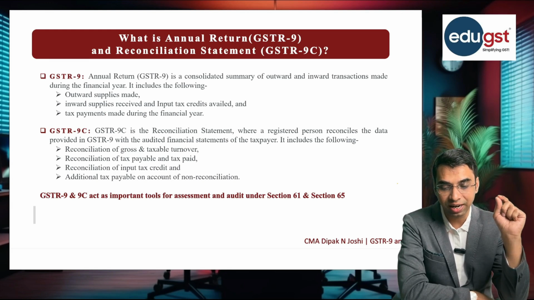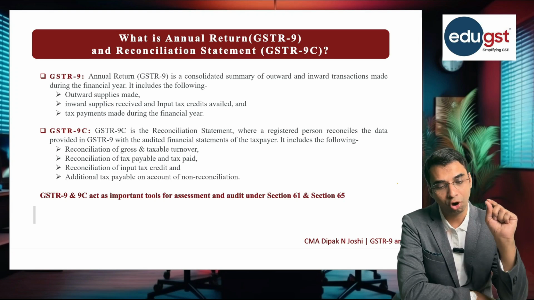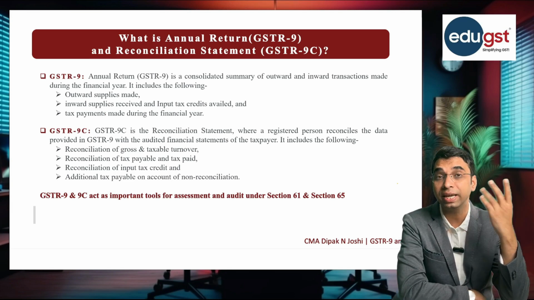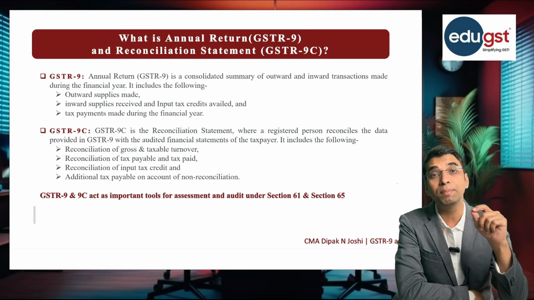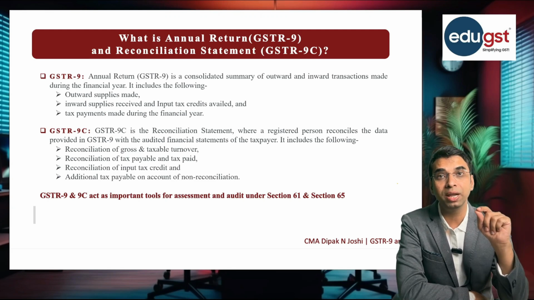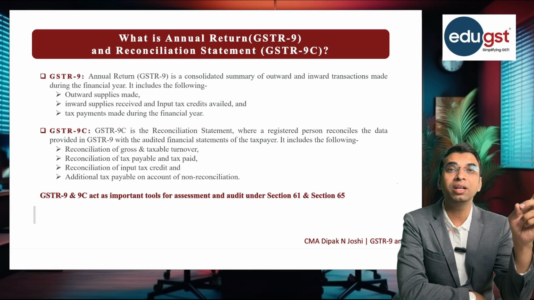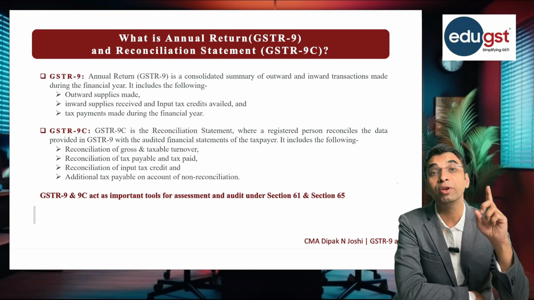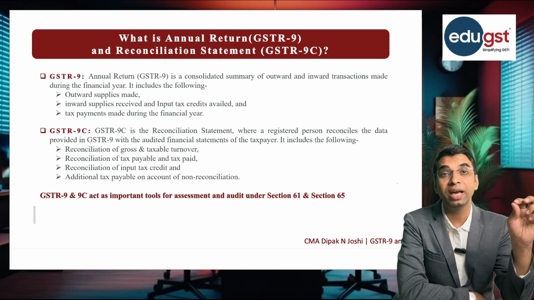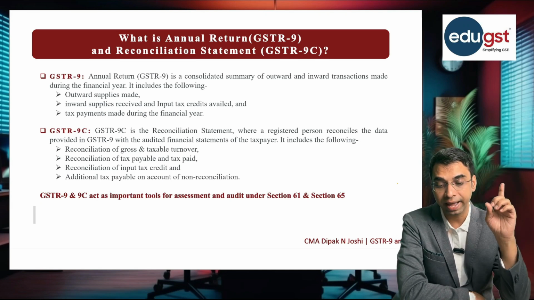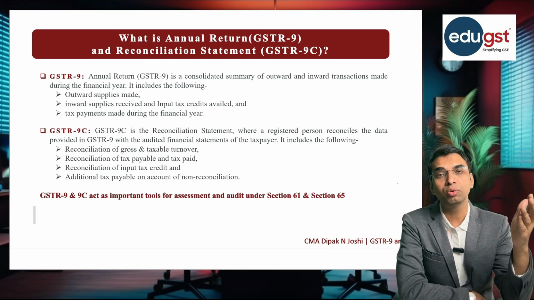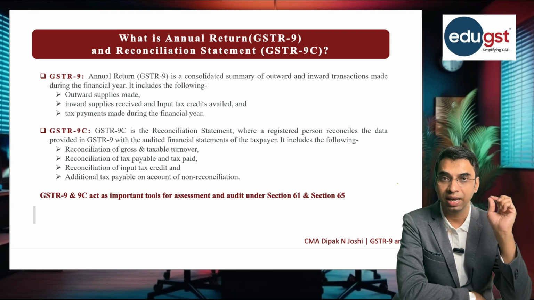So what is GSTR-9? GSTR-9 is a consolidated summary of outward and inward transactions made during the financial year. क्या क्या include होता है इसमें? First, outward supplies made. So whatever outward supply you have made during the financial year, that you are required to report in GSTR-9. Inward supplies received and input tax credit availed, and tax payment made during the financial year. Apart from this, some other details are also required to be furnished in GSTR-9.